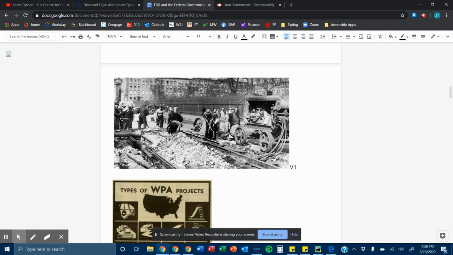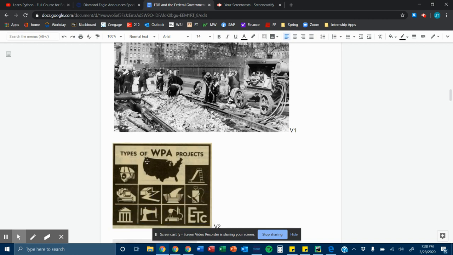So what you see here is kind of an example of a WPA photo. All of these people here are being put to work and being paid for by the national government, not any particular local business or state business. And what you're looking at here is most likely road building, and that was a very typical job that the WPA did. So here you see a poster from the WPA, and it has a lot of the jobs that it basically financed across the United States. You know, a lot of public swimming pools, a lot of courthouses, airports, etc.